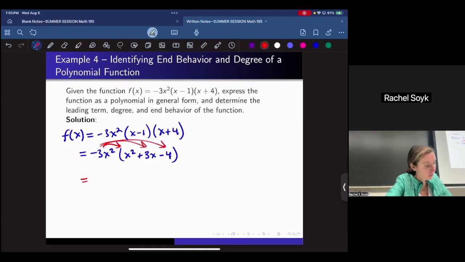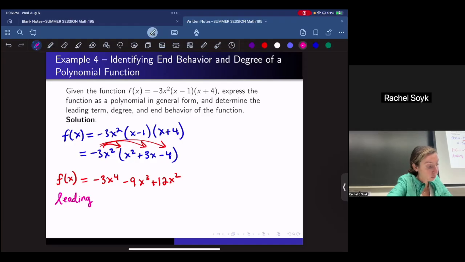So I'm first going to FOIL out those 2 binomials in order to get x squared plus 3x minus 4. And then I'm going to utilize the distributive property. So then I end up with negative 3x to the 4th minus 9x to the 3rd plus 12x squared. And so from what we have in red here, now we can very clearly identify that our leading term is our highest degree, which is our fourth power, so negative 3x to the fourth. And our degree, we're looking at a quartic function of fourth degree.